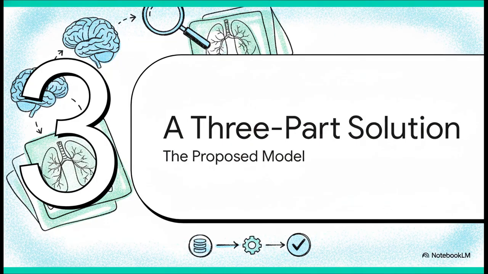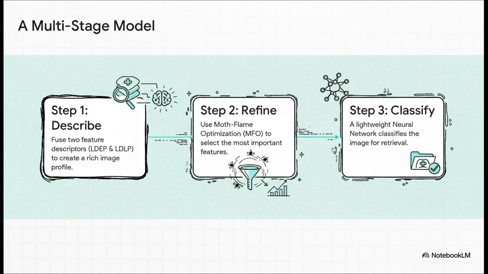The researchers behind this paper came up with what I like to call a dream team approach. So instead of betting everything on a single technique, they brilliantly combined 3 clever ideas into one process, where each step perfectly handles a specific part of the problem. Here's how it works. First, the system describes the image by creating this super detailed digital fingerprint. Then, it refines that fingerprint, intelligently editing out all the noise and junk data. And finally, it classifies that clean, refined fingerprint and finds the best matches in the database. Let's break down each of these steps.